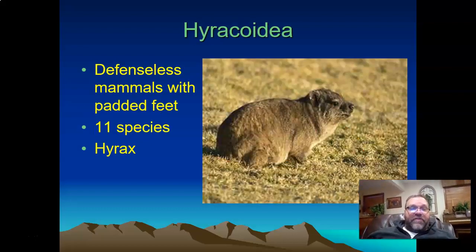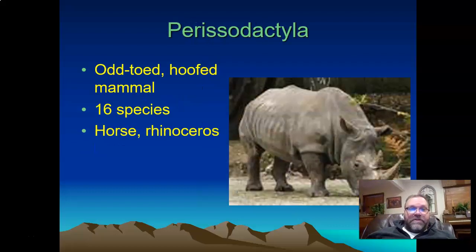Hyracoidae, these are defenseless mammals with padded feet. 11 species. An example would be the hyrax. Another example would be the rabbit. A rabbit is, I'm sorry, that's my mistake. Rabbit's not in this group. Hyrax is in this group. My apologies. Odd-toed hoofed mammals are Perissodactyla.